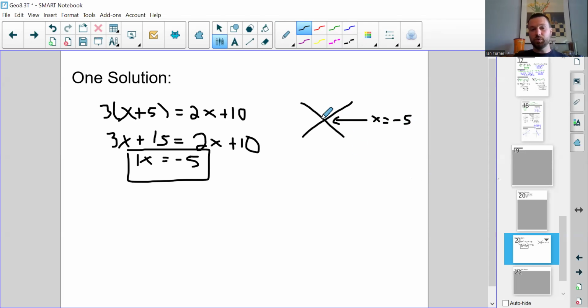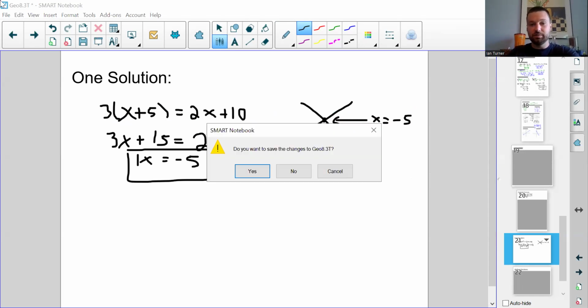This is what you're used to doing in algebra. You're used to solving two equations and getting an x equals. That's what you've done a lot of.